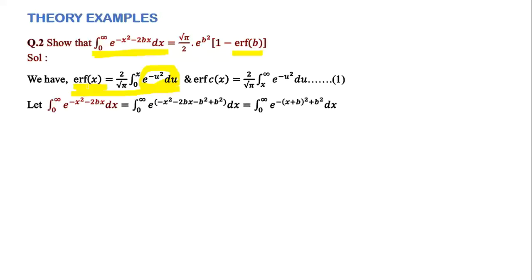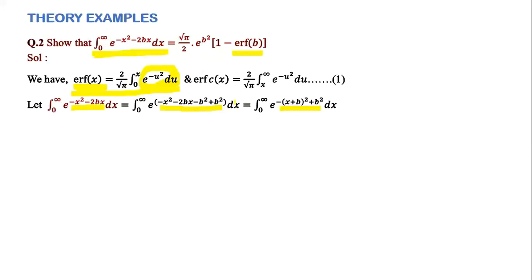So this e raised to minus x square minus 2bx, this term can be written as minus x square minus 2bx plus b square and minus b square. So then we add 0 to that term, just to convert this term into a perfect square, because in error function here you can see a perfect square e raised to minus u square. So add plus b square and minus b square. So this first value becomes minus of x plus b whole square, and the second b square is as it is.